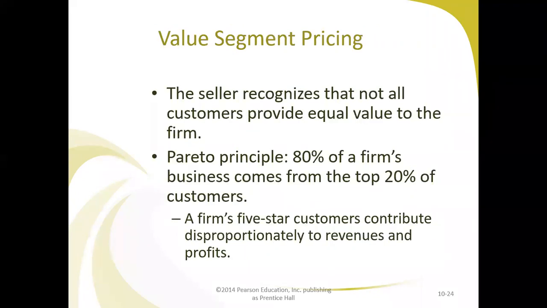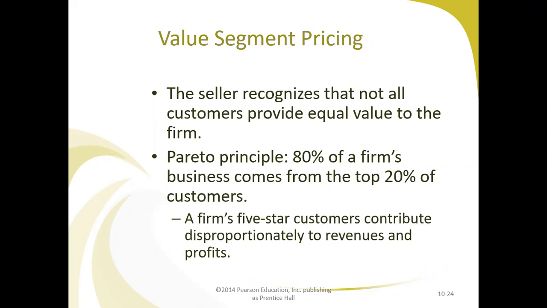Value segment pricing: the seller recognizes that all customers provide value to the firm. So you have to check who actually does this. The Pareto principle says 80% of the firm's business comes from the top 20% of the customers. This is important for you. If you are planning for business in future, you should always look for these 20% of the people who can bring your 80% of the business. If any business people are here, they can directly tell this, because they know, yeah, these are my fixed customers. They will not go to any other shops. They will come to us only. They will not shift anywhere. They are the main ones who create 80% of the business.